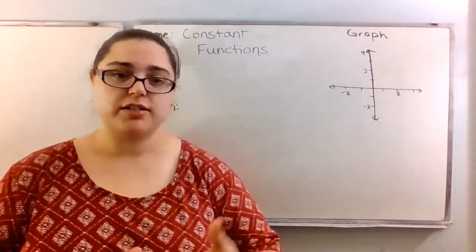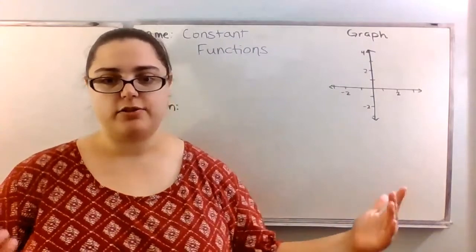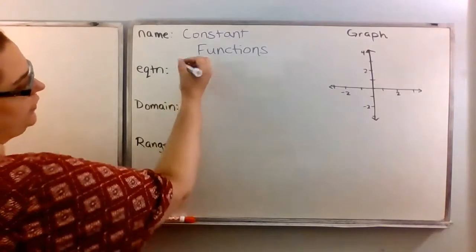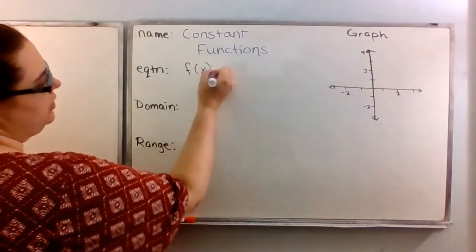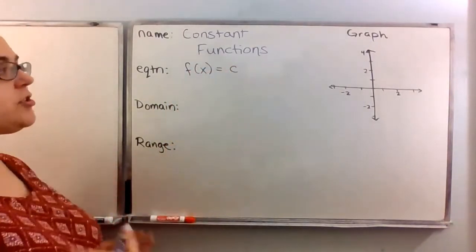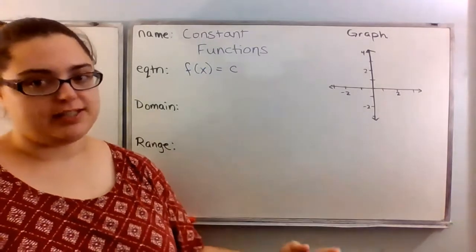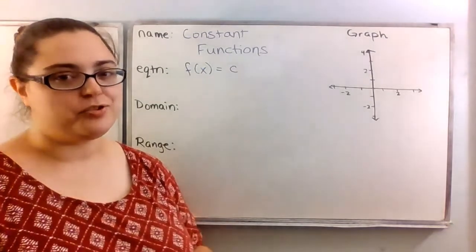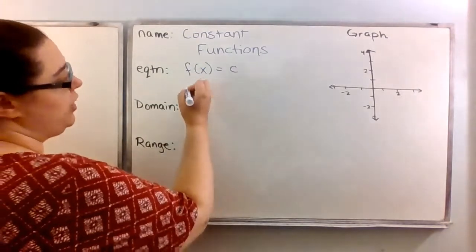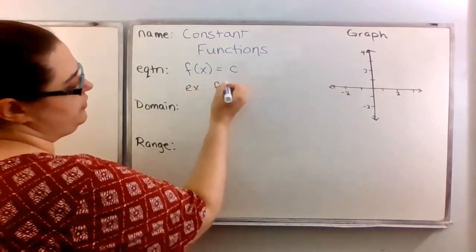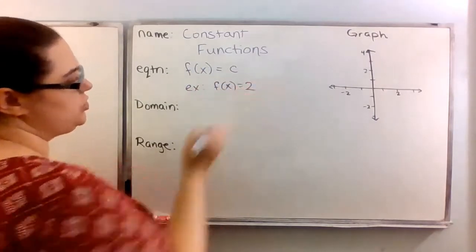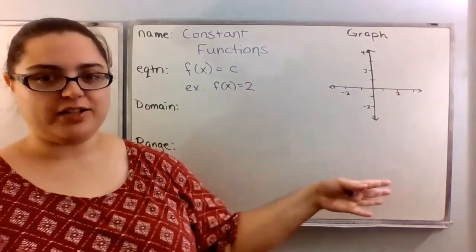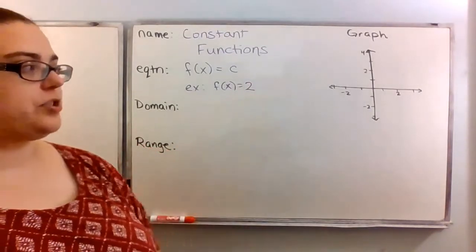So a constant function is always going to give you the same answer no matter what. To express this generically, we're going to say f of x equals c. In this case, c is that number that it's spitting out. As with our other family type functions, we're going to have to use an example here. So I'm going to use the example of f of x equals 2. In this case, no matter what number you give me, I'm going to spit out 2.